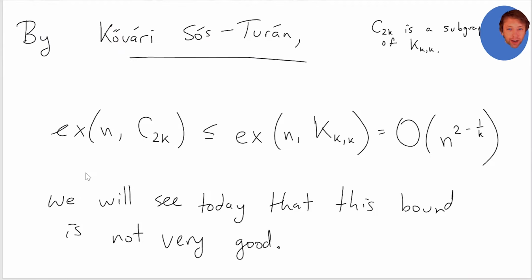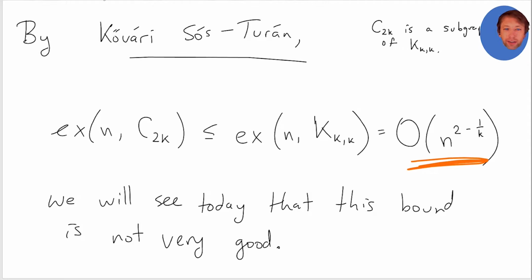Here's a quick aside. The Kővári–Sós–Turán theorem that we saw last time gives us a bound on this extremal number. If you have a graph with more than some constant times n to the 2 minus 1 over k edges, then by Kővári–Sós–Turán, we know that it has a complete bipartite graph where both parts are of size k. And of course, if you have a complete bipartite graph with parts of size k, then you also have a cycle of length 2k, because you can just find it inside of the complete bipartite graph.